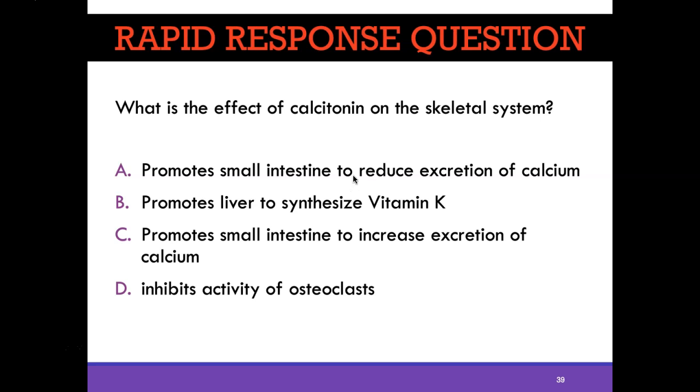And the answer is D. Calcitonin inhibits the activity of osteoclasts because calcitonin is secreted when there's already enough calcium in the blood. So we don't want osteoclasts to break down bone and put even more calcium in the blood. Right? So calcitonin inhibits the activity of osteoclasts.